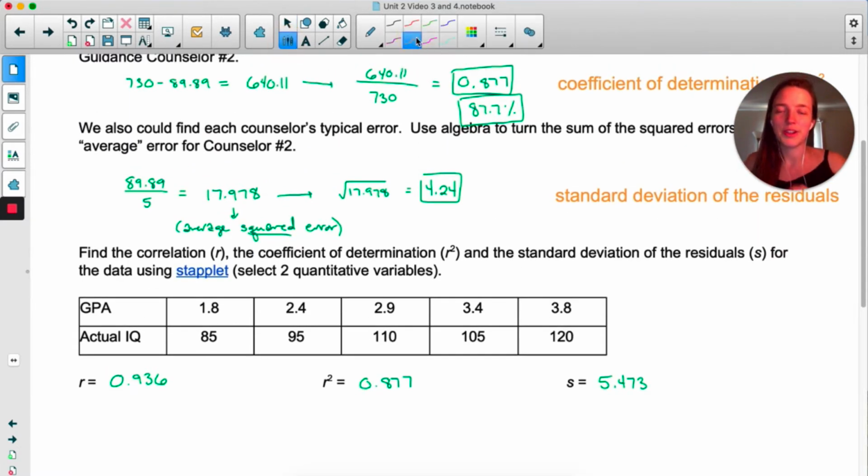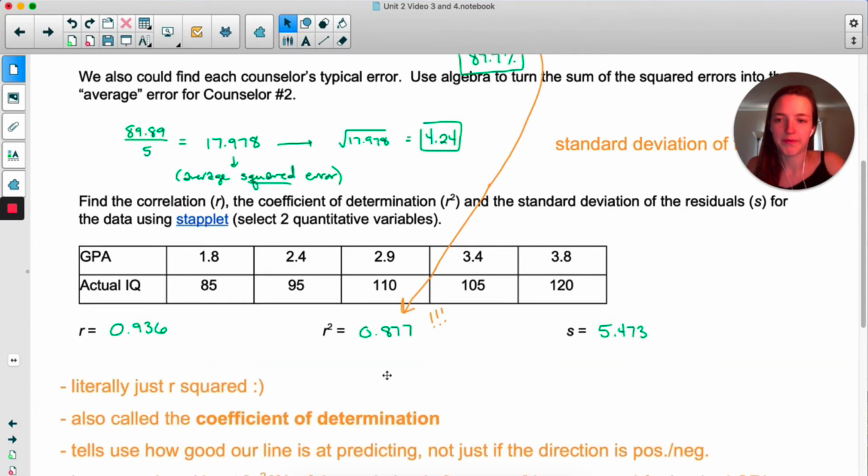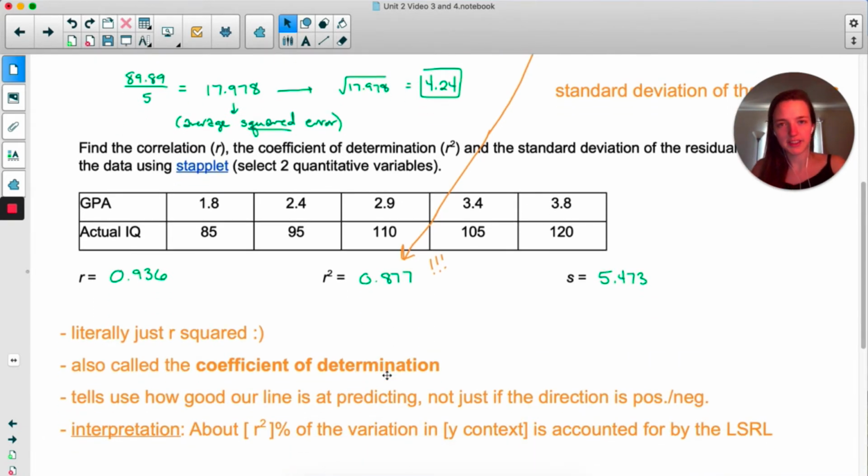Okay, now in my other color, I'm just going to mark a couple things. You will notice that these numbers are exactly the same, which is so cool. We calculated R squared by hand, essentially. A couple things to know about R squared. It is literally just R and then squared.